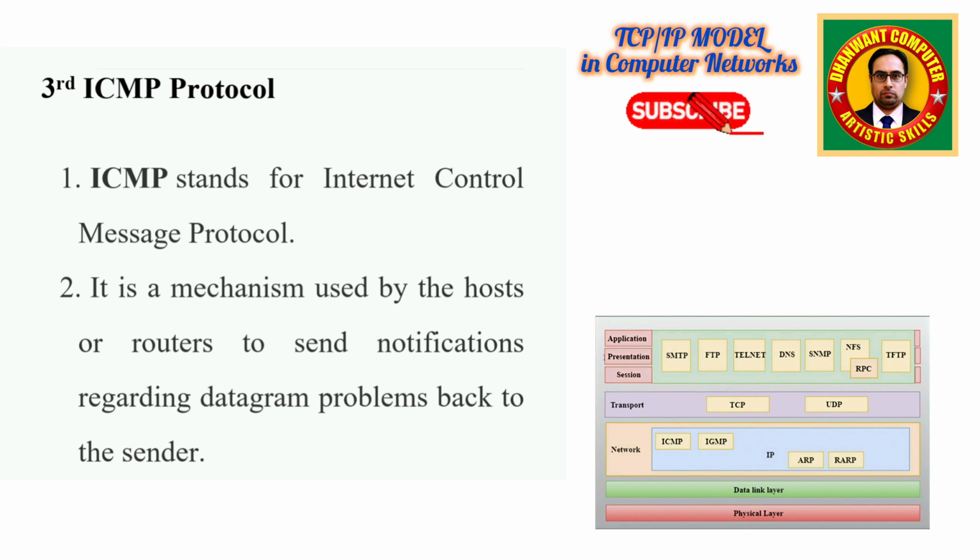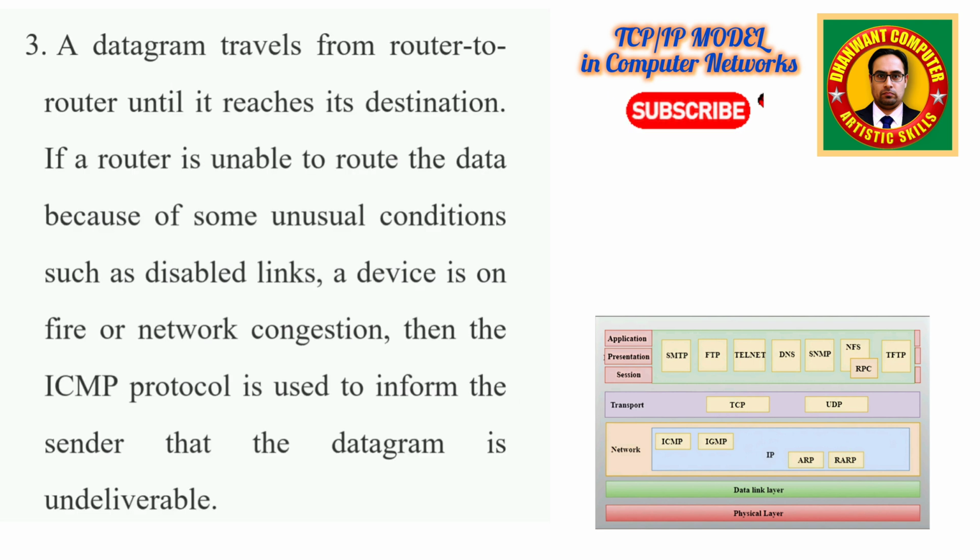Third, ICMP protocol. 1. ICMP stands for Internet Control Message Protocol. 2. It is a mechanism used by hosts or routers to send notifications regarding datagram problems back to the sender. 3. A datagram travels from router to router until it reaches its destination. If a router is unable to route the data because of some unusual conditions such as disabled links, a device being on fire or network congestion, then the ICMP protocol is used to inform the sender that the datagram is undeliverable.